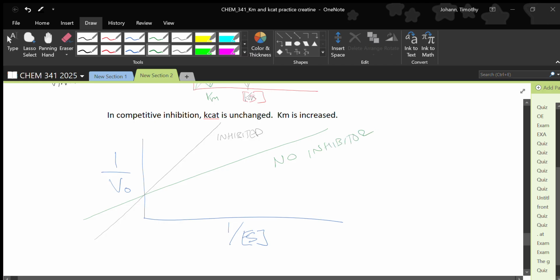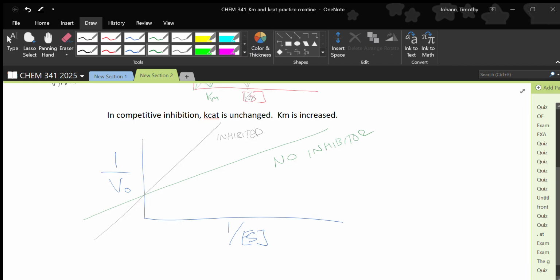If you have a Lineweaver-Burk plot, what you want to do is look to see if the Vmax has changed. If they all have the same y-intercept, then you're looking at a competitive inhibitor, because the Vmax doesn't change. Why did I draw my gray line above the other line? Because it's the inverse, and it's inhibited, so it's going slower. And 1 over slower is a bigger number, because the rate is in the denominator.